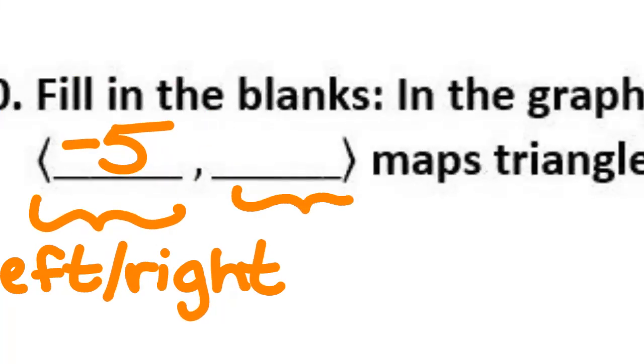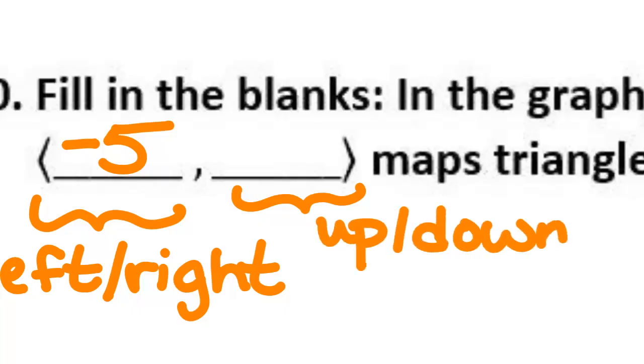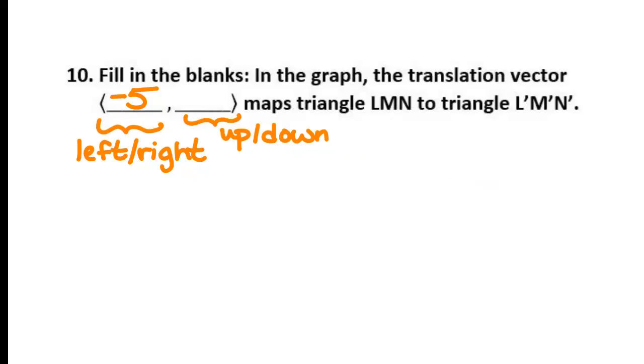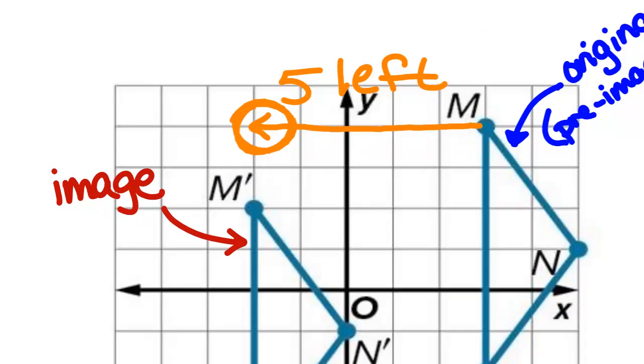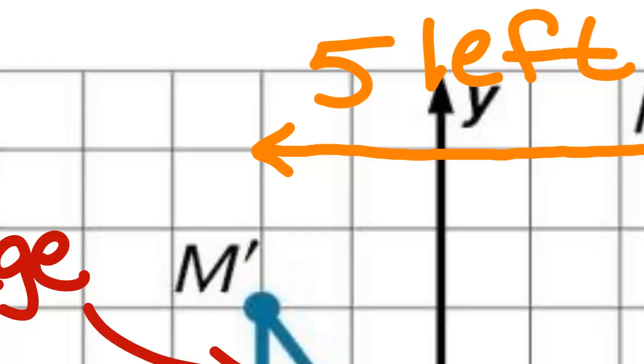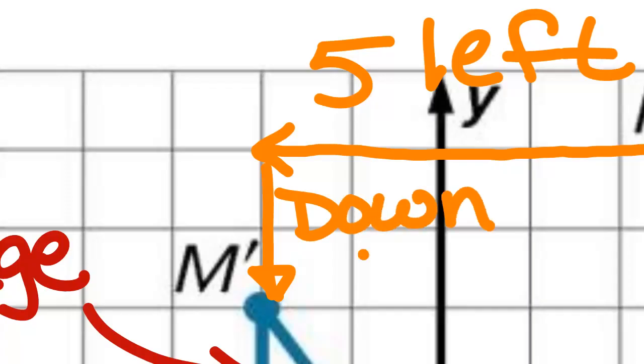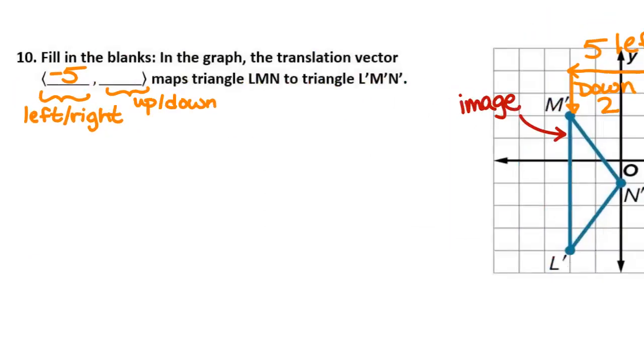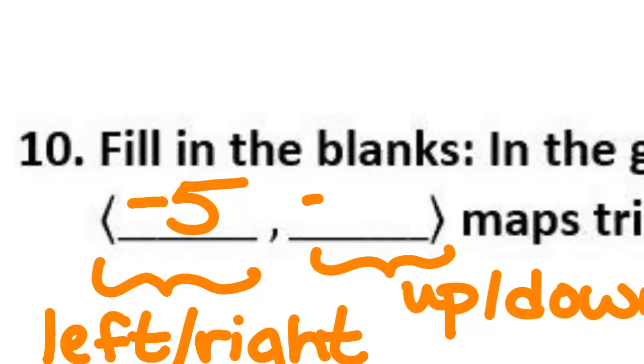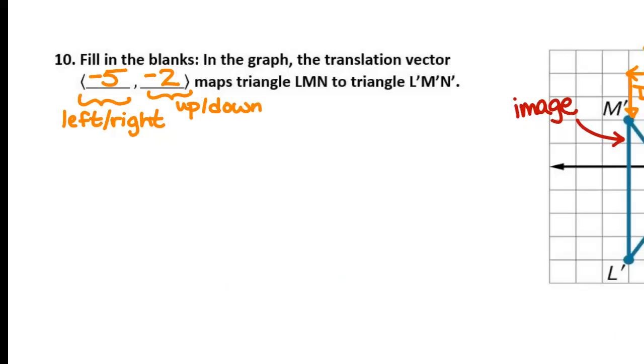The second number in my vector is my up-down number. Do I move up or down from where I'm at the end of this arrowhead to get to M prime? Down. How far down? 2. So should I have a positive or a negative 2 for the second number? Negative 2. So negative 5, negative 2 is the vector that maps triangle LMN onto triangle L prime, M prime, N prime.